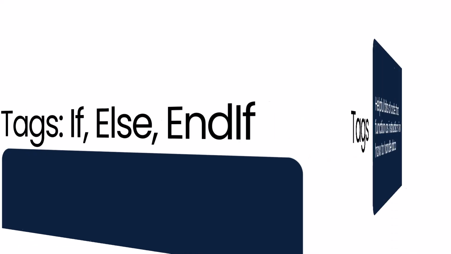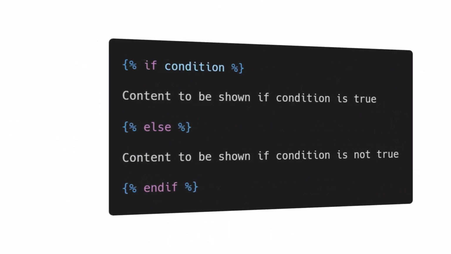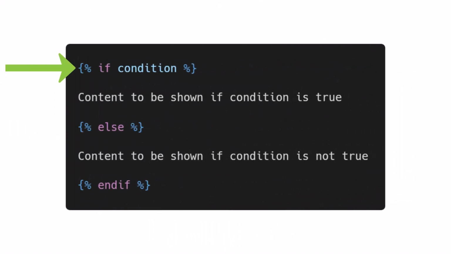Now that we've finished our setup, we can dive into using our first Liquid Markup tags, if, else, and end if. In Liquid Markup, tags are helpful bits of code that provide instructions on how to handle different scenarios. In this case, the if tag tells Slate to show the enclosed content only if some condition is true. The else tag tells Slate that if our if condition isn't true, to do something else instead. The end if tag tells Slate that no more ifs or elses are coming.